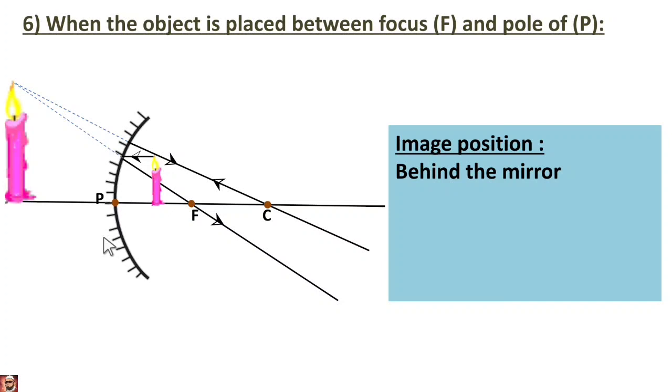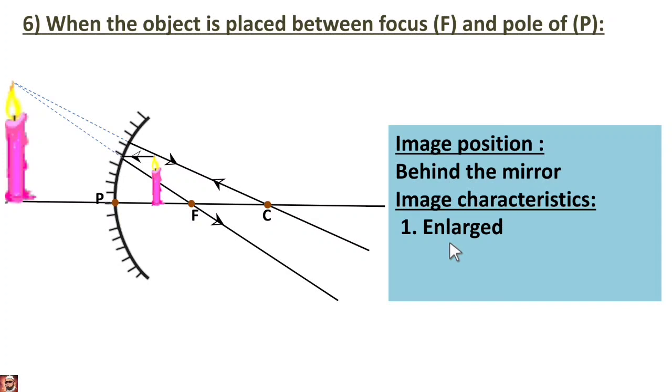So let's see the characteristics. It is enlarged in size, erect, the same as how the object is, and it is a virtual image. If the image is formed inside the mirror, such type of image we call a virtual image. So this is all about the image formation at different positions in front of a concave mirror.